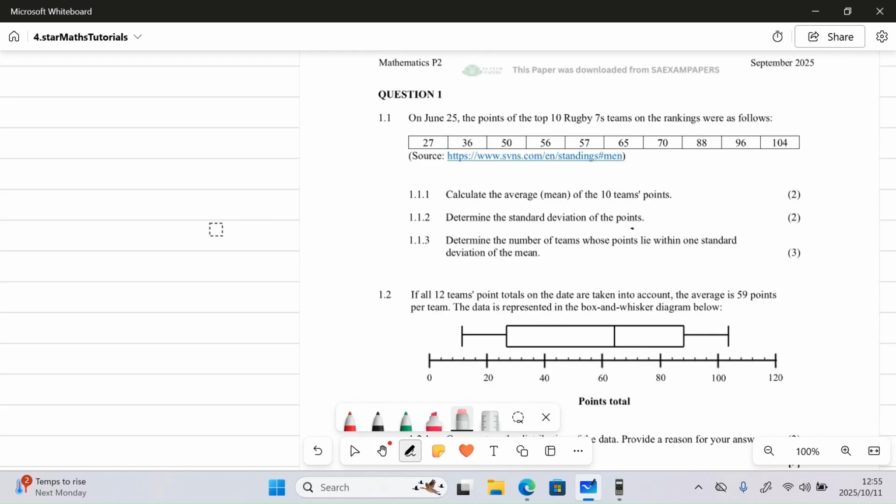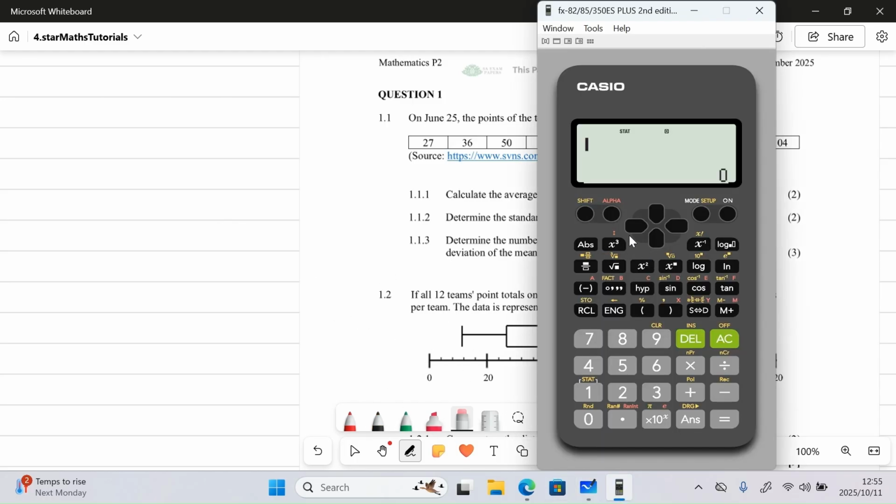So we're given the points of 10 teams. For example, team number 1 has 27 points, up to team number 10. So this is the top 10. Looking at the data that is given, you can see that the data is not grouped. If it's not grouped, when we use our calculator, let's make sure that our frequency is off.